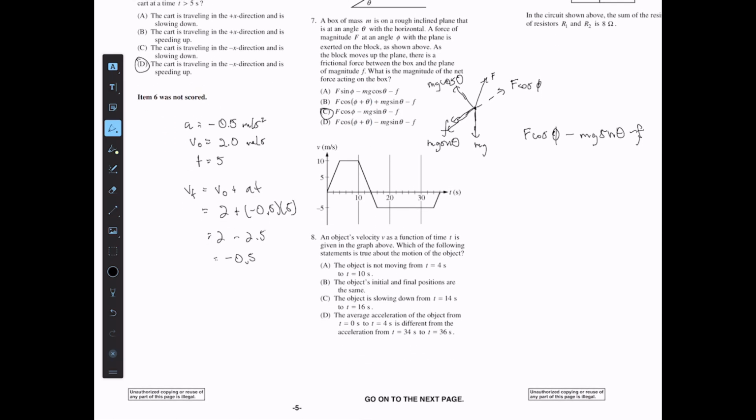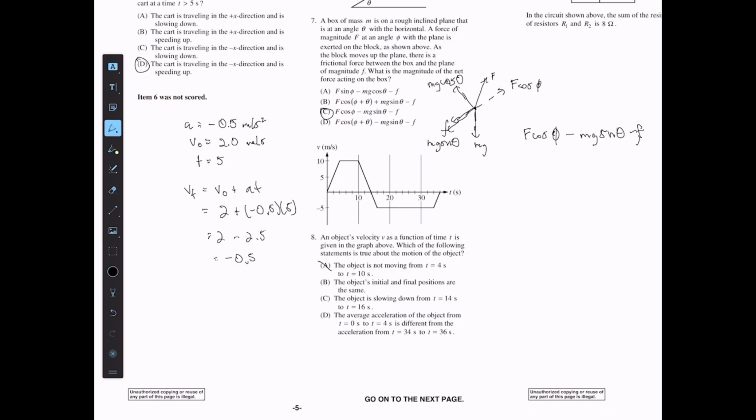An object's velocity as a function of time is given in the graph above. Which of the following statements is true about the motion of the object? The object is not moving from t equals 4 to t equals 10. You can see that the line is straight here on this graph, but it's a velocity-time graph, so that just means that it's moving at a constant velocity. So it is moving.